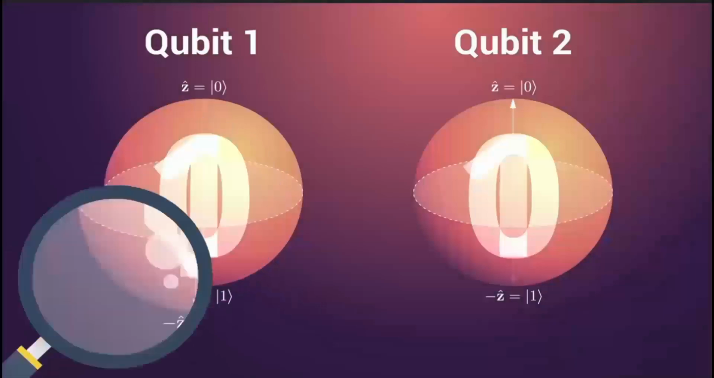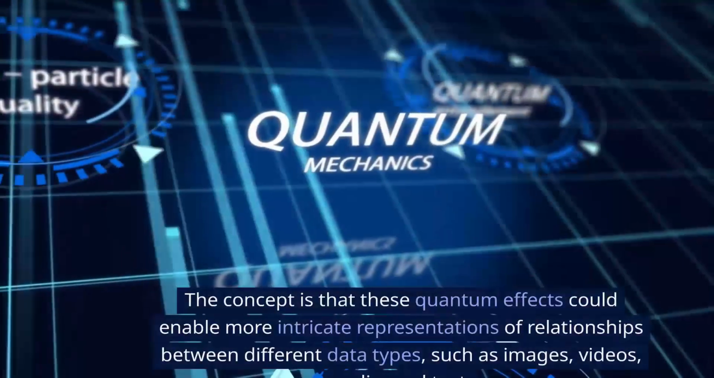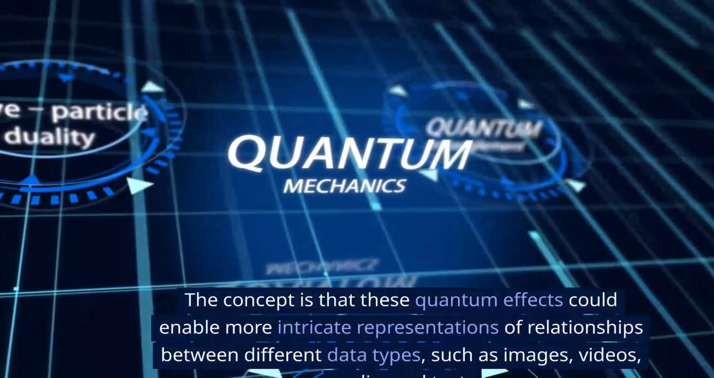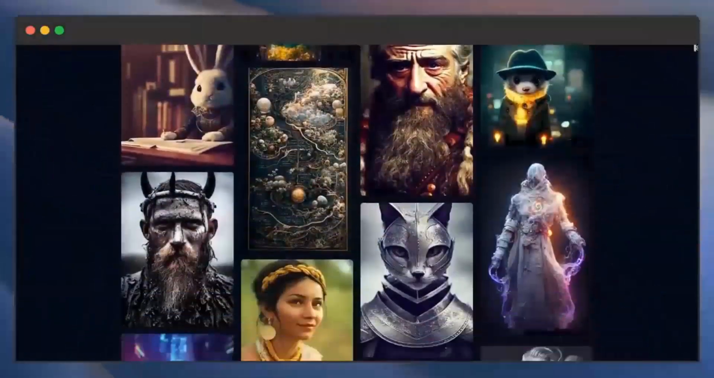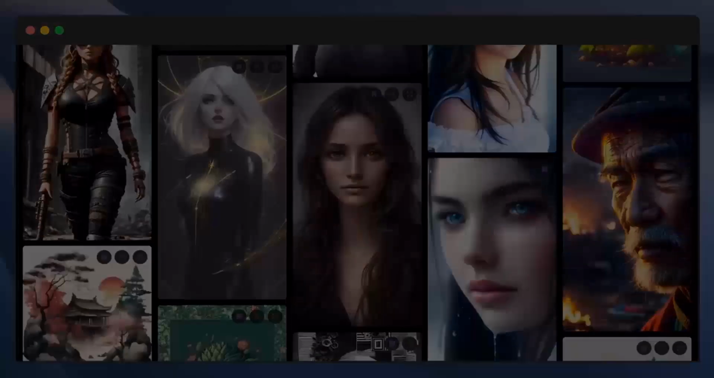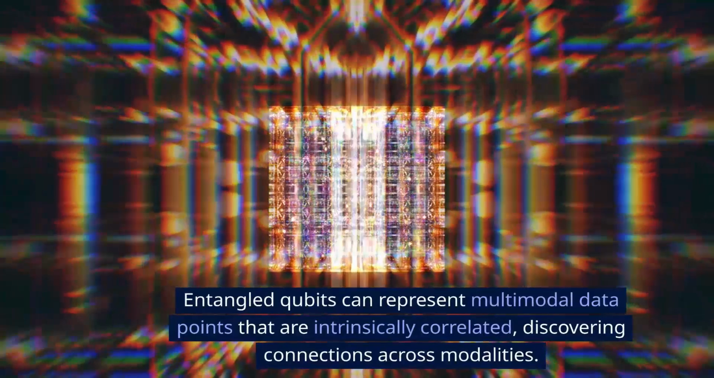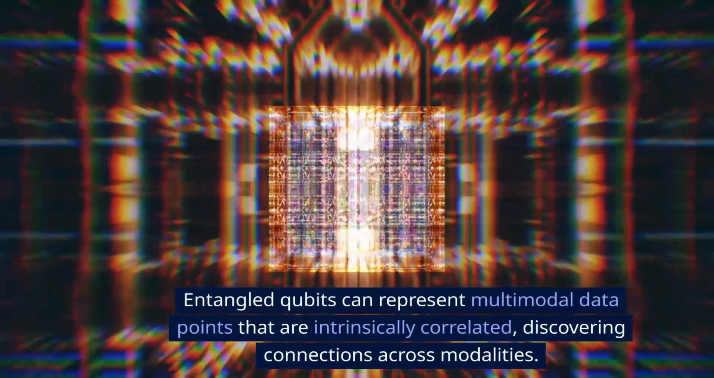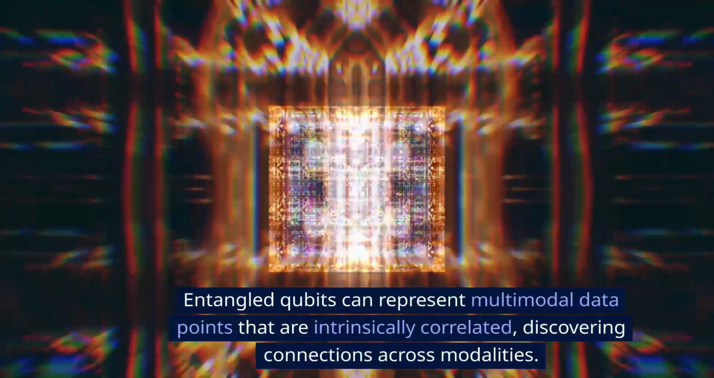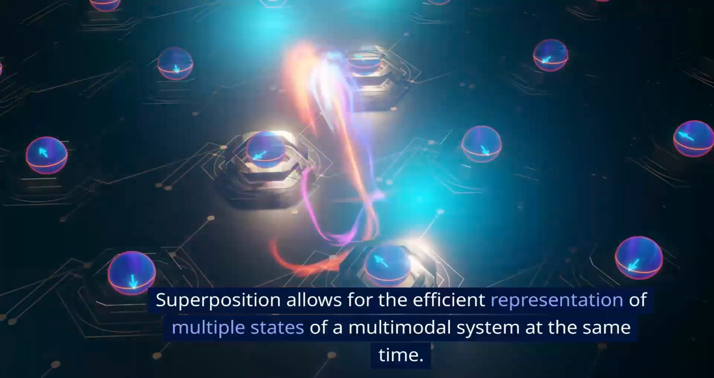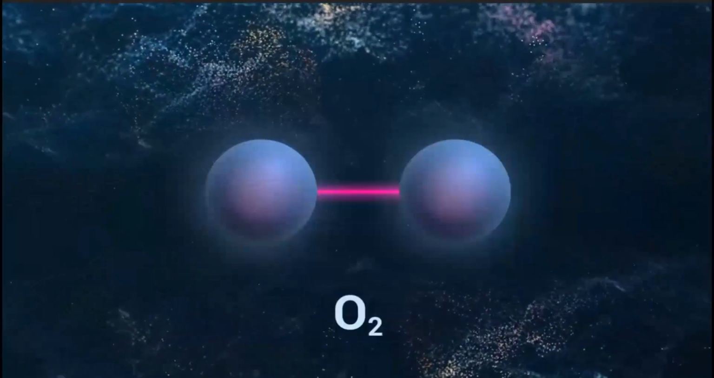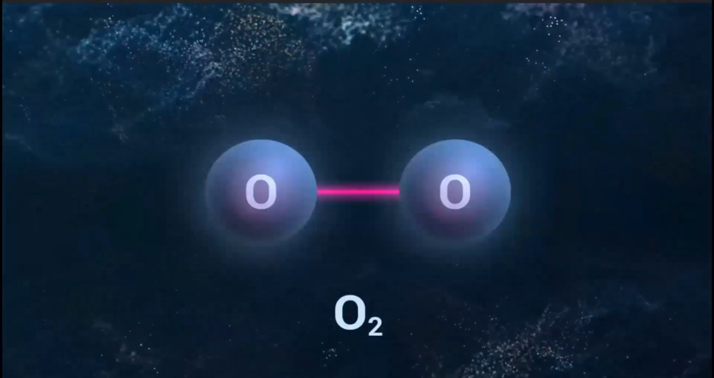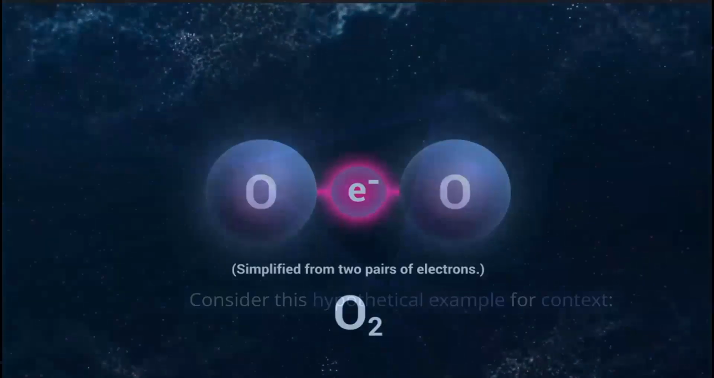The concept is that these quantum effects could enable more intricate representations of relationships between different data types such as images, videos, audio, and text. Entangled qubits can represent multimodal data points that are intrinsically correlated, discovering connections across modalities. Superposition allows for the efficient representation of multiple states of a multimodal system at the same time. Consider this hypothetical example for context.